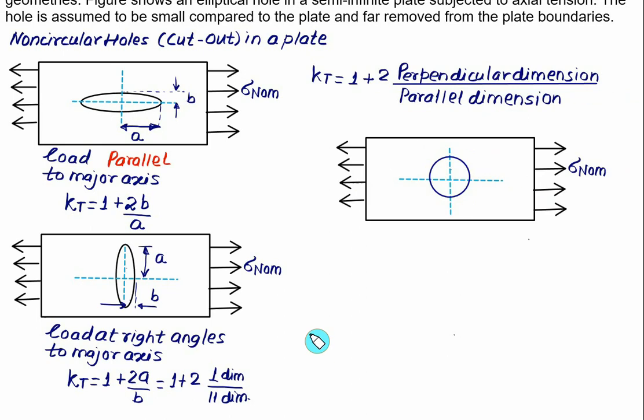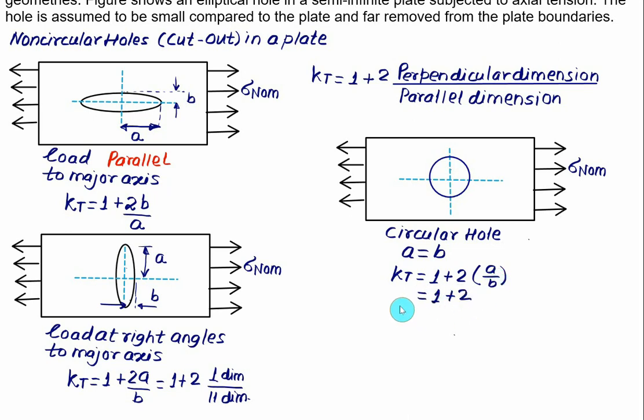Now the special case of an elliptical hole is a circular hole. And in the case of a circular hole, the dimension A is the same as dimension B. So we have the theoretical stress concentration factor equal to 1 plus 2 times A by B or B by A. They are one and the same. So this value is equal to 1. So we'll get KT equal to 1 plus 2. So in the circular hole, this value is always fixed, that is equal to 3.